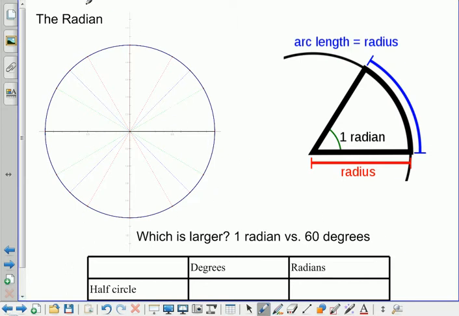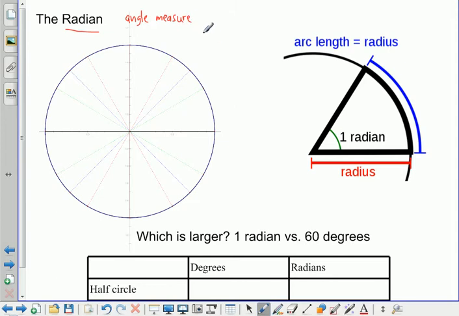What are we doing? The radian. Okay, so the radian, all it is, is an angle measure. So make sure you write this down. Angle measure.